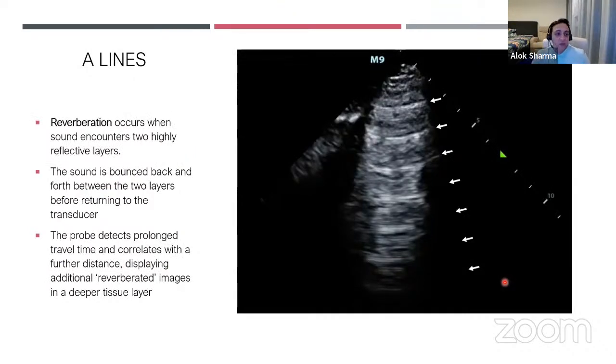A lines are very classically horizontal reverberation artifacts. They occur because of the interaction of sound waves with the pleural margin and the lung tissue below the pleural margin. So we have alveoli and lung tissue below the pleural margin, and tissue is a highly reflective surface. Sound waves come, hit the pleura and reflect back. That's the pleura there that you can see. This is a sector probe. And then after that, you have lung tissue, and the sound waves hit the lung tissue and reflect back.